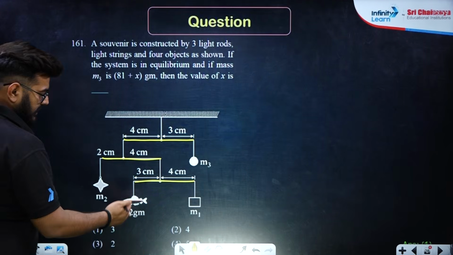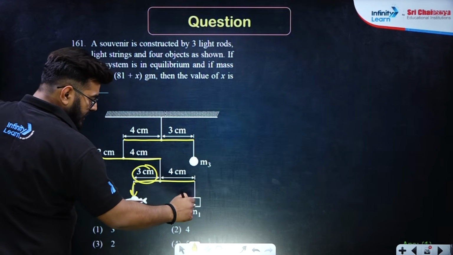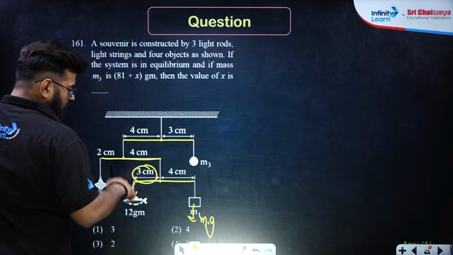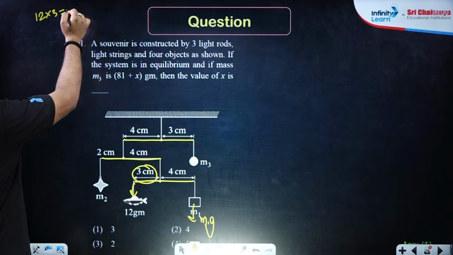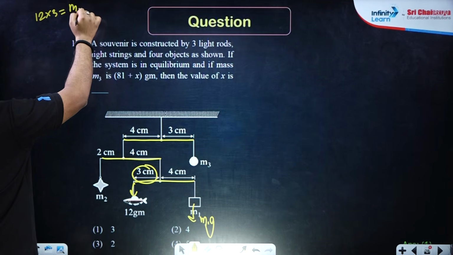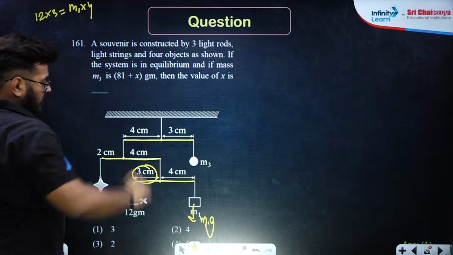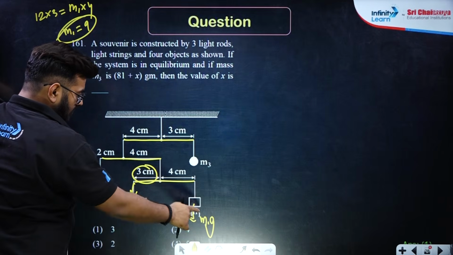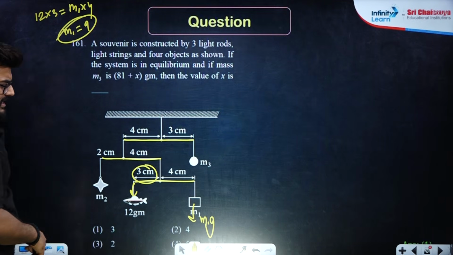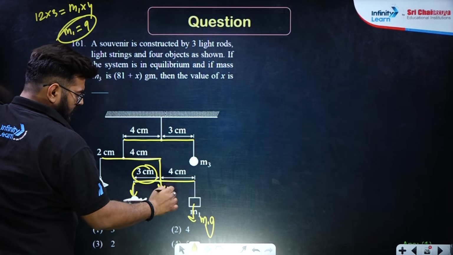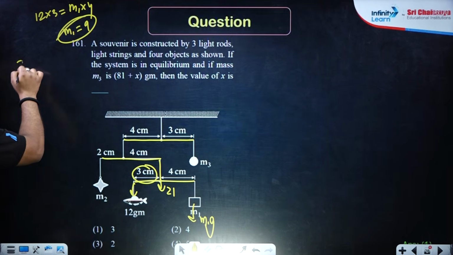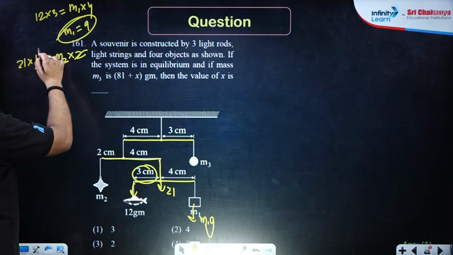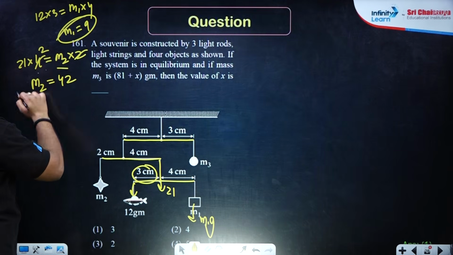So how you will have to find out, see, this 12 into 3 will be the torque over here, which will be equal to m1 g into 4. Now you're obviously ignoring the g, so 12 into 3 will be equal to m1 into 4. Okay, you will get the value of m1 from this. 4 3s are 12, so m1 is turning out to be 9. Good. Now 12 plus 9 is 21. So 21 will act over here, and 21 into 4 will be equal to m2 into 2. This cancels, m2 is turning out to be 42.